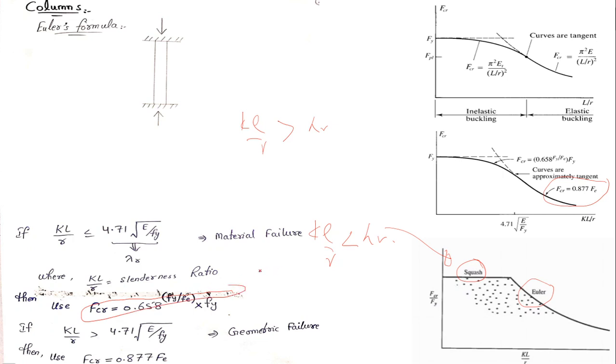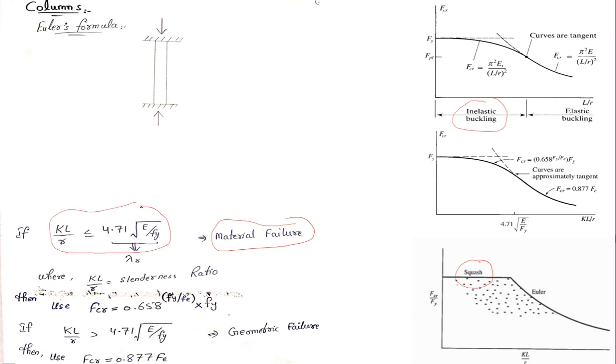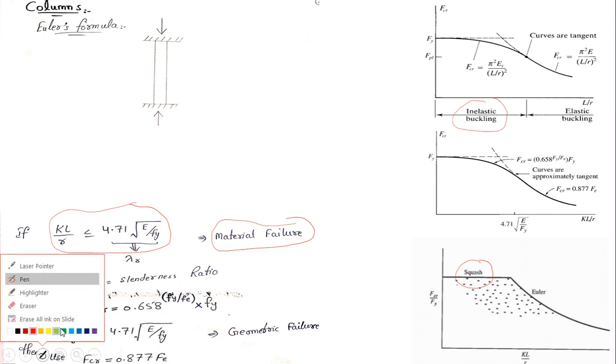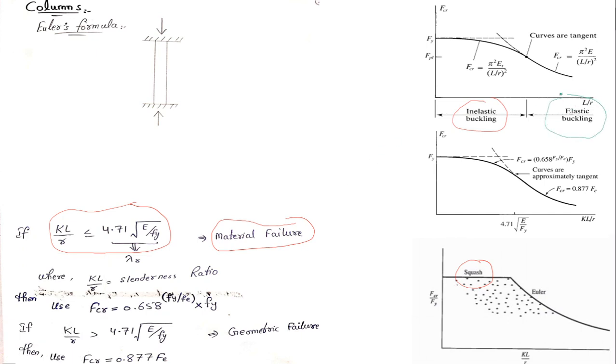So it's very simple. If I solve a numerical on it, it would be very easy. So you should be well versed that these are all the related things. Finally, I want to give a last note on this: inelastic buckling, squash region or squash equation, and material failure, or KL by R less than or equal to 4.71 square root of E by Fy, are all one and the same thing. Again, elastic buckling or Euler failure or geometric failure or KL by R greater than 4.71 square root of E by Fy, they are all one and the same thing. So it is very easy, very conceptual. Just give it some time and you will understand it.